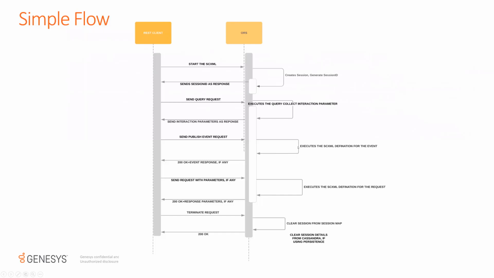As I said, you have to define event and request services in your SCXML logic. After that, you can execute query, publish event, and request multiple times as you have defined in your orchestration logic before you terminate the session. Or if you want, you can terminate in the middle also. When you terminate the request, it clears the session from your session maps, clears the session detail from your Cassandra if using persistence, and 200 OK will be sent to your REST client.